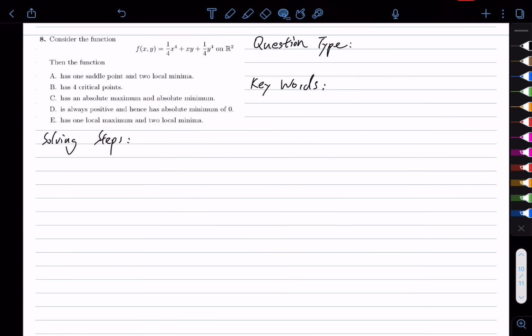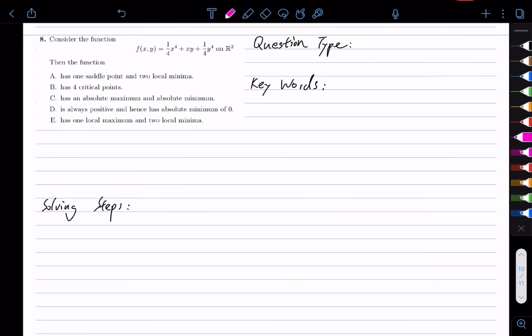Question number 8, consider the function on R2, then the function, right, it gives you a few options to choose. So what type of question is this, right? Well, first of all, by looking at the answer choices, we can realize this is sort of an extrema problem. But that's not enough, because we have 3 different types of extrema problem. Well, let me detail it to you.